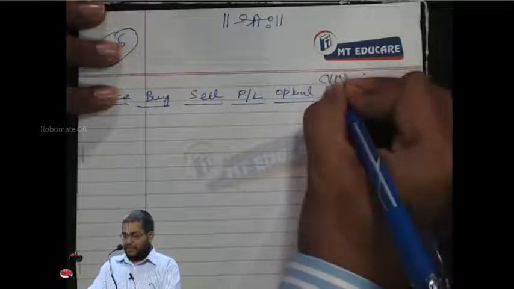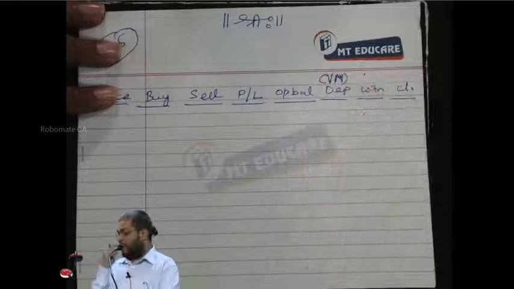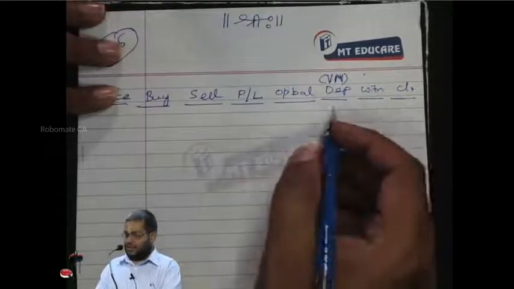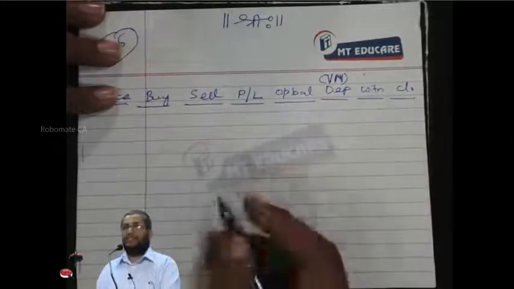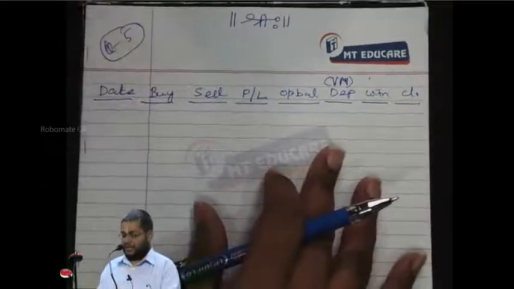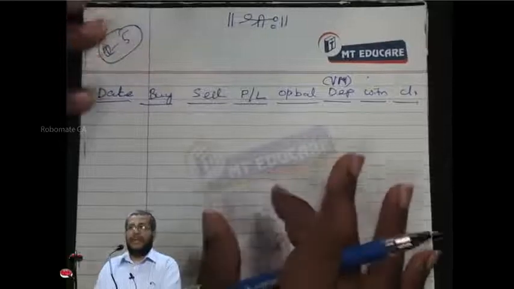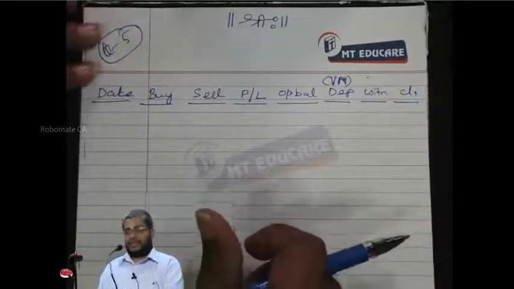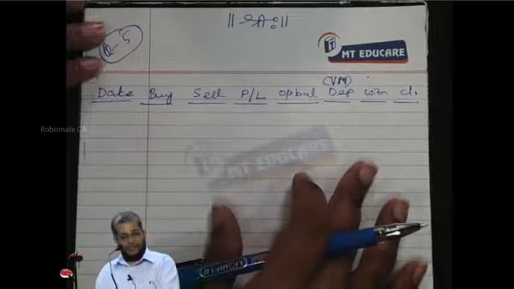VM means what? Variation margin. Always deposit how much in the margin account? Variation margin. Deposit means variation margin here. Now, let us do it together one by one. Can we start or not? Have you all finished opening the columns?